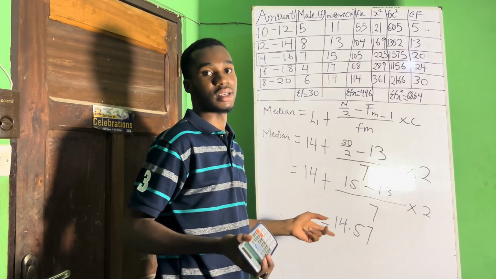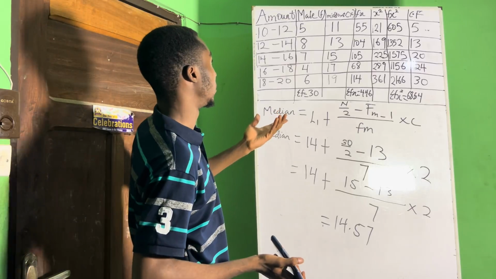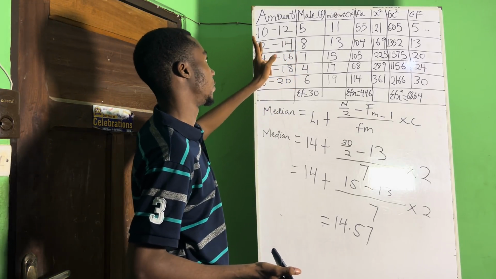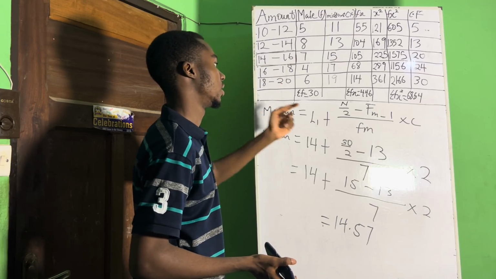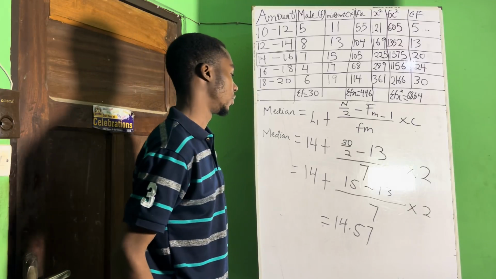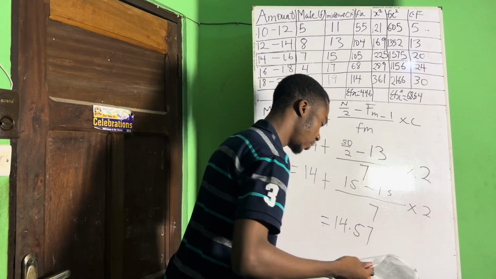Then the C is the class width. And how do we get it? The upper boundary minus the lower boundary. So 16 minus 14, or 20 minus 18, you are getting 2. Then substitute the values, and we are getting 14.57. All right. Now let's move on to the next one.